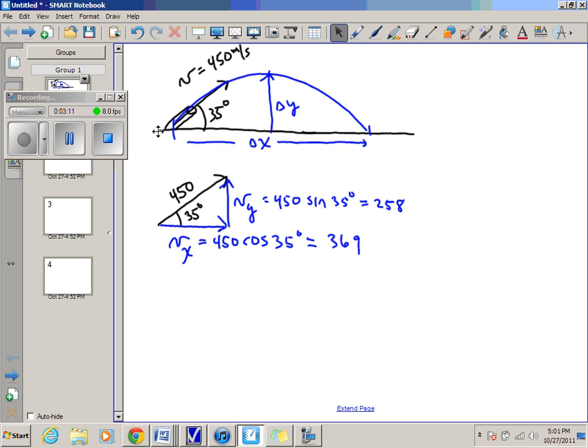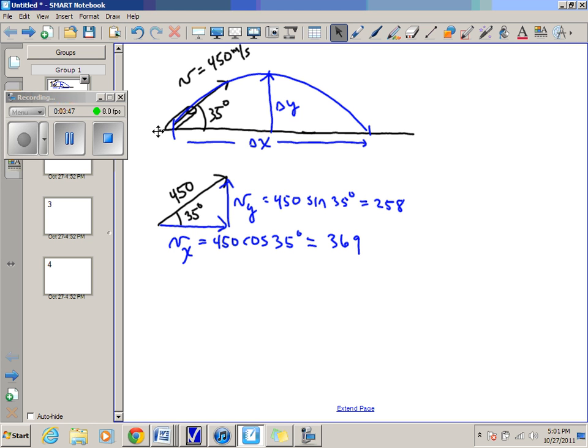So now that I've split the vector into its components, I now know that as this cannonball is traveling, it begins with a vertical speed of 258 meters per second. That's how fast it's going vertically. And I know, of course, according to my projectile rules, that that velocity is going to change at the rate of -9.8 meters per second per second. The x velocity for this projectile is 369 meters per second, and I know that that will remain constant throughout the problem.